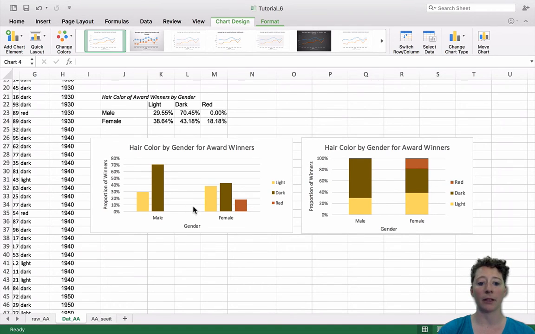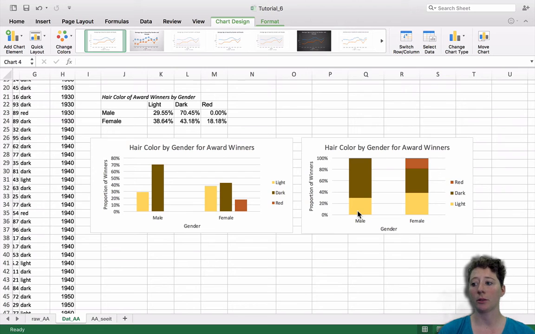That's perfectly accurate. But also, because this is a part-to-whole relationship, with light hair being part and all male winners being the whole, I can also choose a stacked 100% column. So how do I choose?